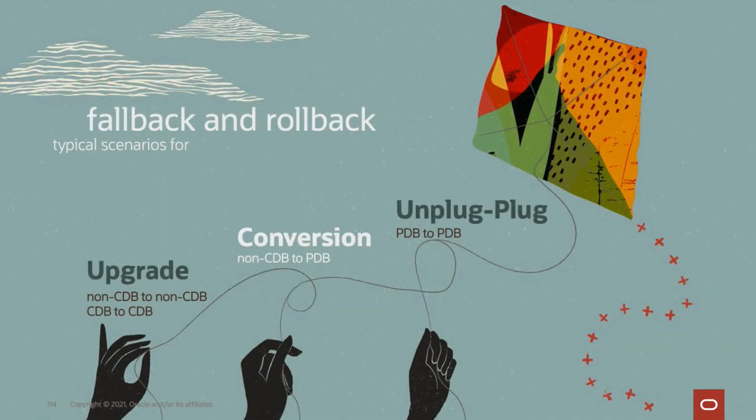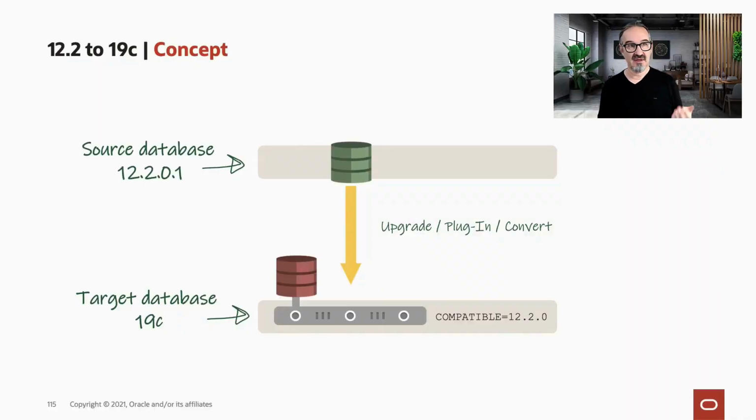So we have a non-CDB and we migrate it to become a PDB. But what if you would like to go backwards? So this is the setup here. We have a 12201 non-CDB database, and we would like to upgrade it to 19c and then plug it in and convert it into a PDB.